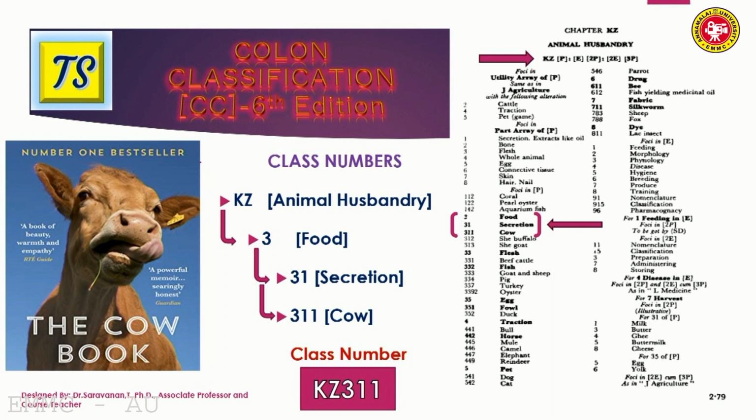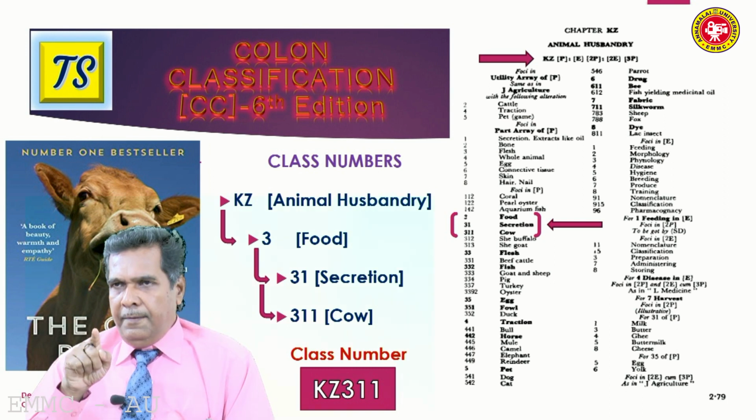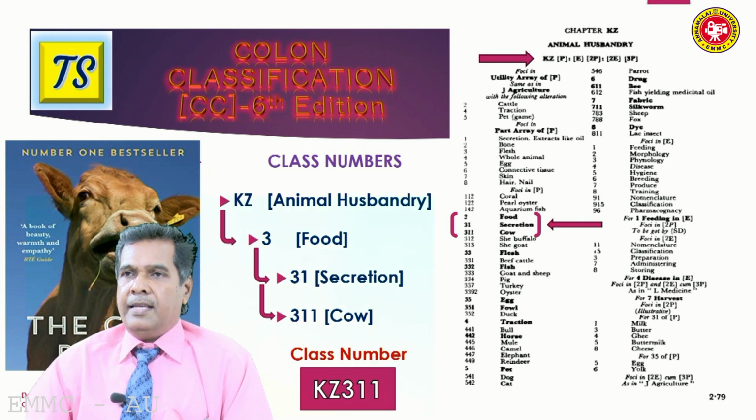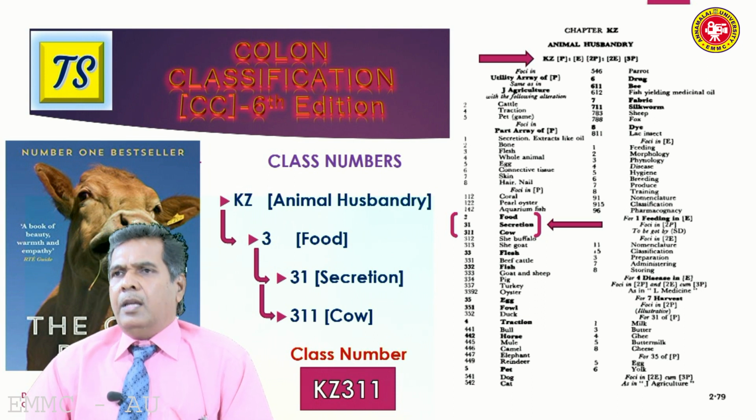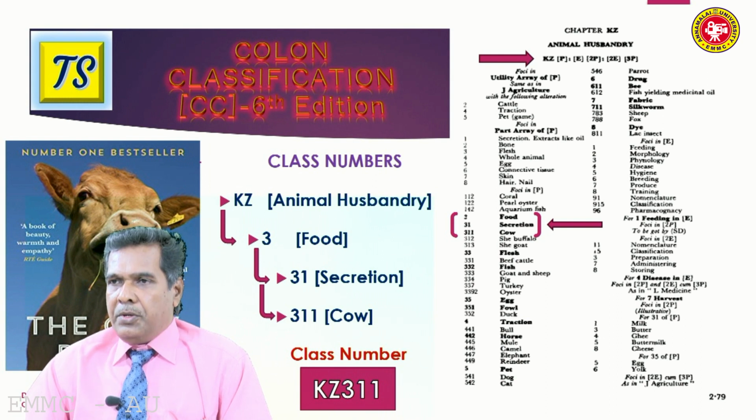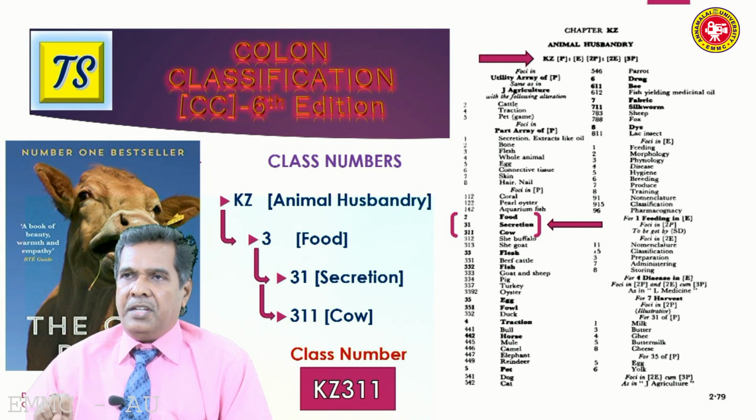In the schedule, the chapter KZ animal husbandry, see the class number shows KZ animal husbandry basic facet followed by the facet 3. The notation identifies the term food. 3.1 secretion, 3.11 refers to cow. If you access the colon classification schedule on page 2.79, you can find the animal husbandry where the top arrow indicates the basic facet notation KZ. You must pick this notation from here.